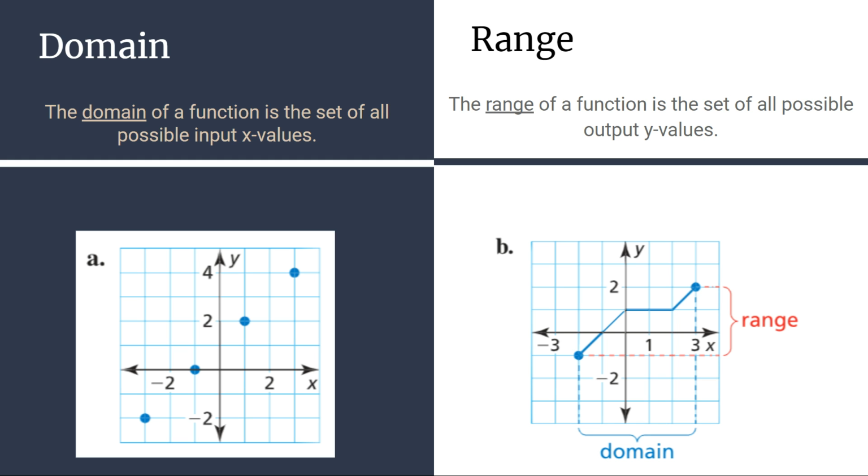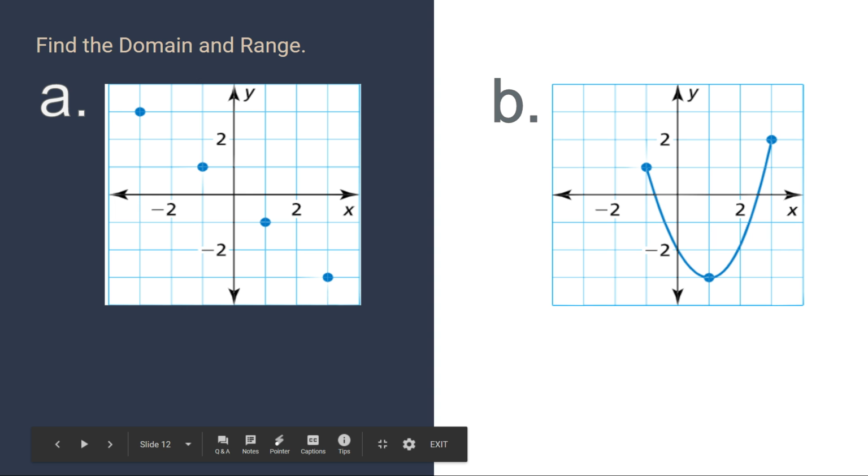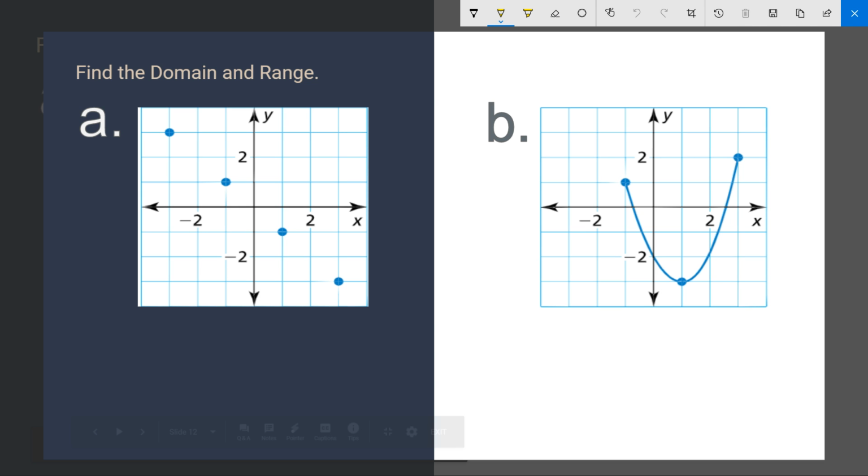So again, there's kind of an image. Domain goes from here to here. Range goes from here to here. So with these ones, we're going to find the domain and range. All right. So domain, R for range. Okay.